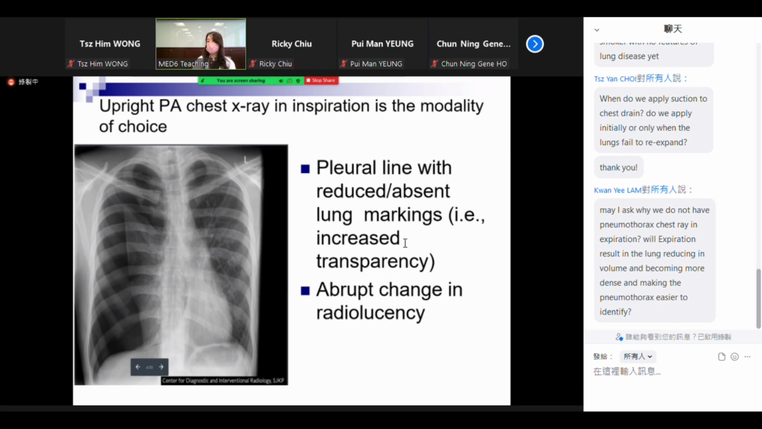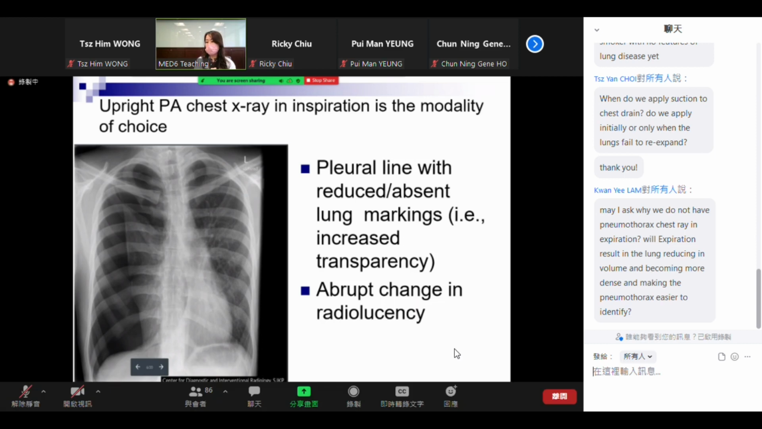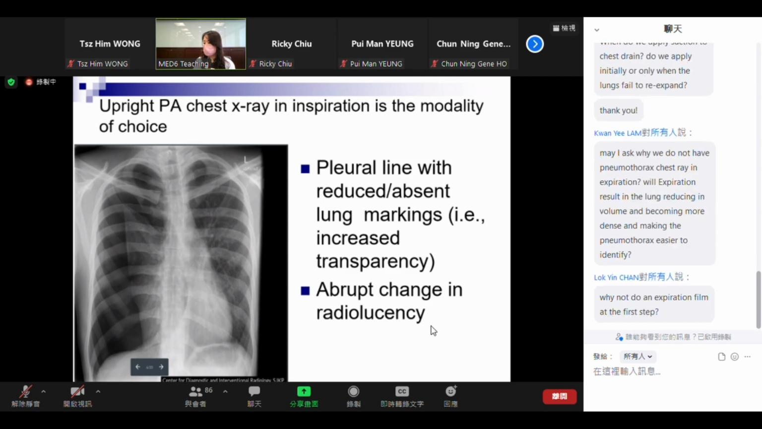So yes, please focus on the pleural disease lectures. Pneumothorax and pleural effusion are very important topics for you. Okay, I think there's no more.